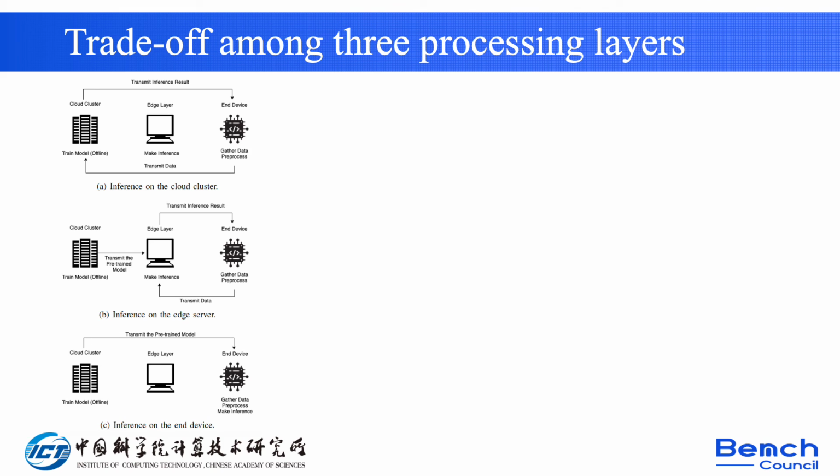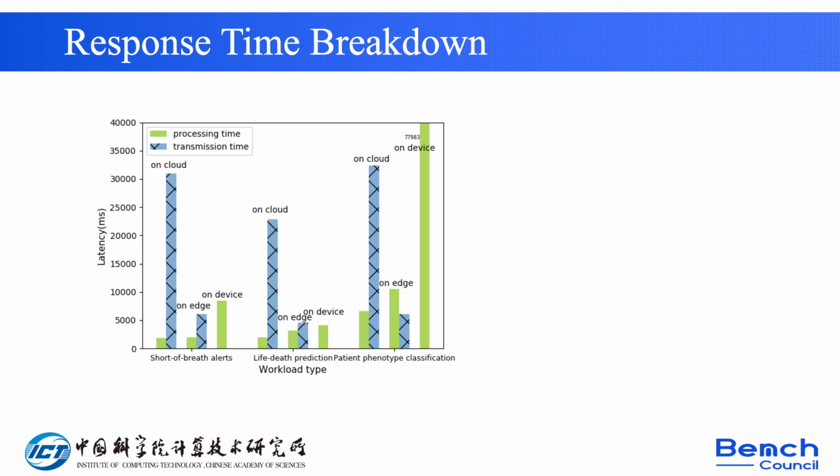This figure shows three different location methods for inference on the cloud cluster, edge server, and end devices respectively. The problem is which layer to allocate the given online AI inference workload to get the minimum overall response time. We perform a breakdown of each workload's end-to-end response time, processing and transmission time across three layers. From this figure, we have the following observations. We can conclude that the more simplified the workload model is, the greater influence the transmission time has. Therefore, computing near the user may get the lowest response time. On the contrary, for heavyweight workloads, being processed on a higher layer may lead to the lowest response time.